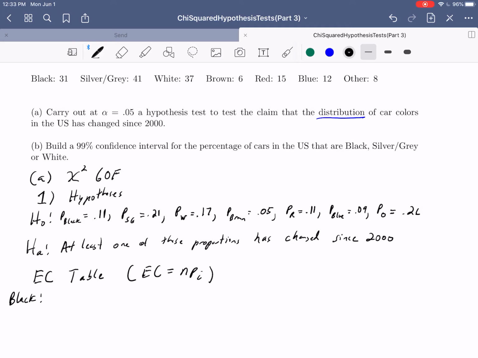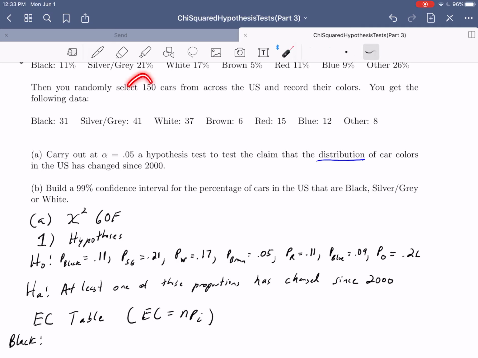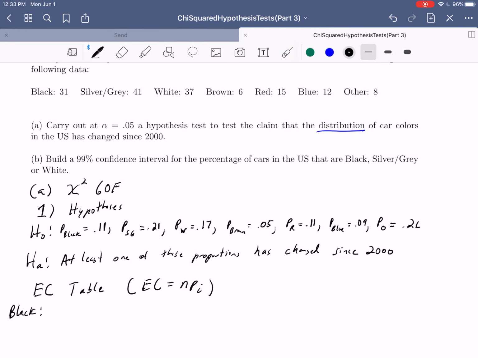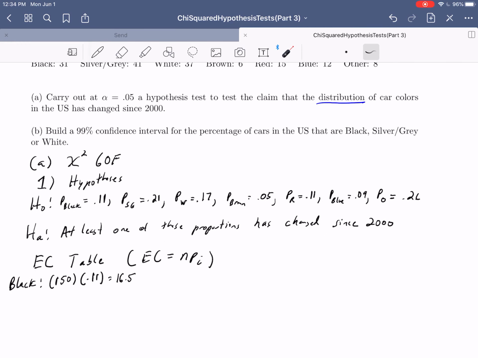So for black, right, how many black vehicles were we expecting? Well, our sample size was 150, and we expected, according to this original null, 0.11 or 11% to be black. So let's go ahead and check that. That would be 150 is our n, and the proportion for black was 0.11. So we do 150 times 0.11. And if we go ahead and do that, we can see that the expectation here is going to be 16.5. So that's what we were expecting to see in terms of the amount of black vehicles.